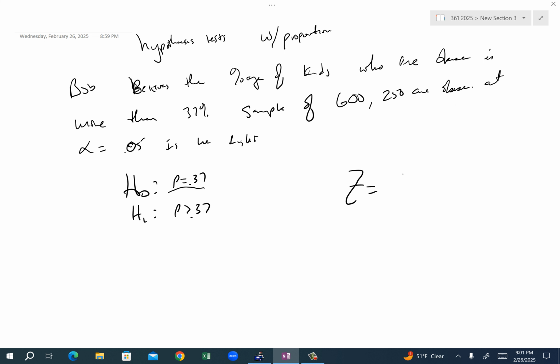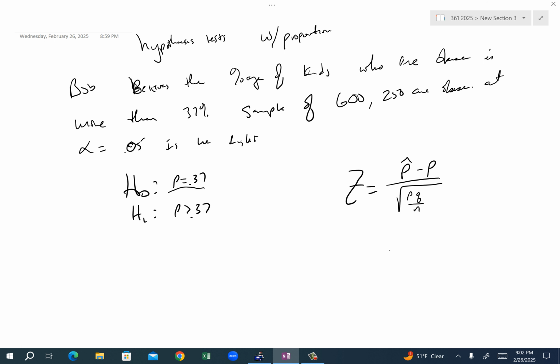Z equals P hat minus P, over, now wait for it, PQ over N. Don't you mean P hat, Q hat? No, I don't. Because under a hypothesis test, we assume H0 is true. Well, under H0, P is 0.37. And as such, we're going to use that to figure it out. Does that make sense? That's what we're going to use.